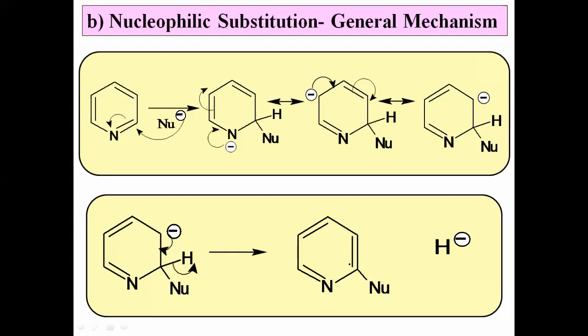Now there is a nucleophile at position 2, and this is our desired product. Thus the hydrogen atom of the pyridine is replaced by the nucleophile, and we get the final product.